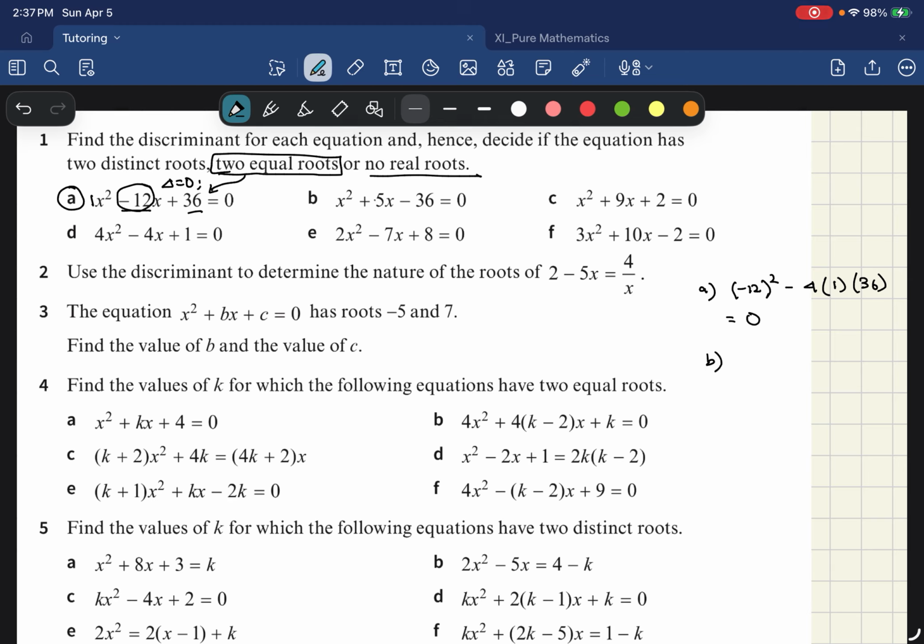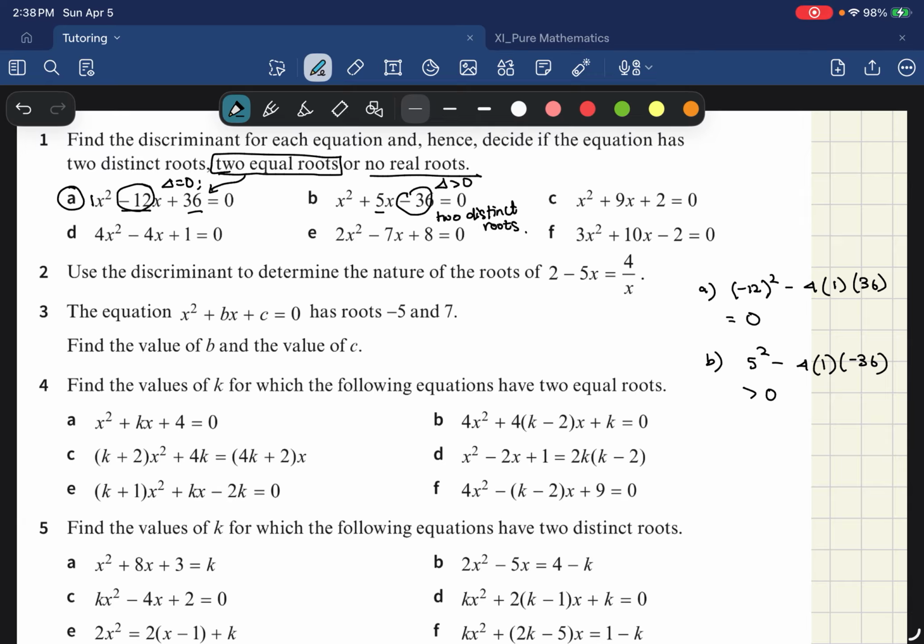For B, b squared, so 5 squared minus 4 times 1 times negative 36. So you want to take the sign as well. And that is going to be something bigger than 0 if you solve it. So this one has two distinct roots. So delta is positive, you have two distinct roots.